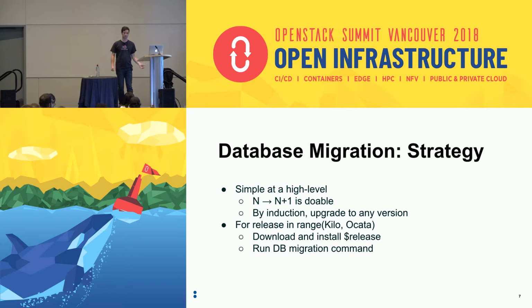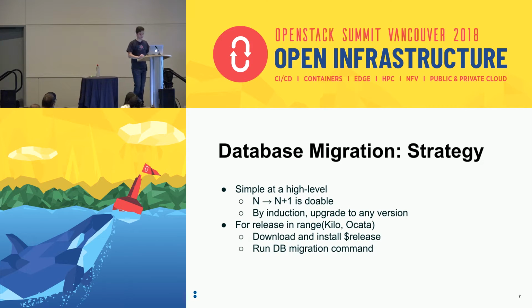The pseudocode might look something like this. For each release, git pull down that tag, install it into a virtual environment, run manage DB sync, and it bumps you up to that version of the DB. Pull it down, install into the virtual environment, run it again. It bumps up your DB version again, and just keep doing this.